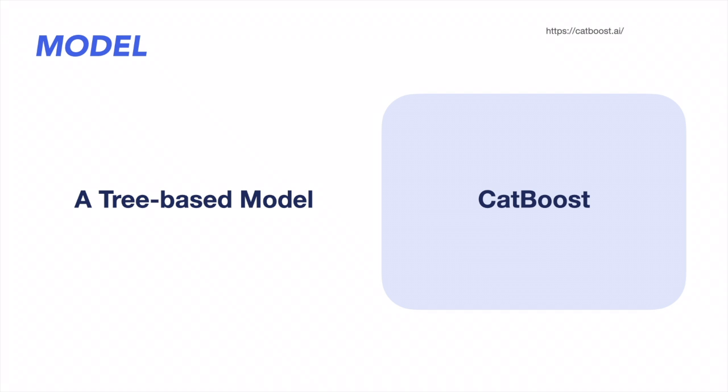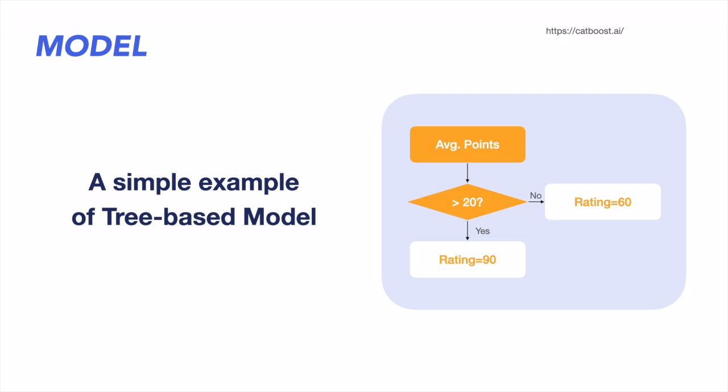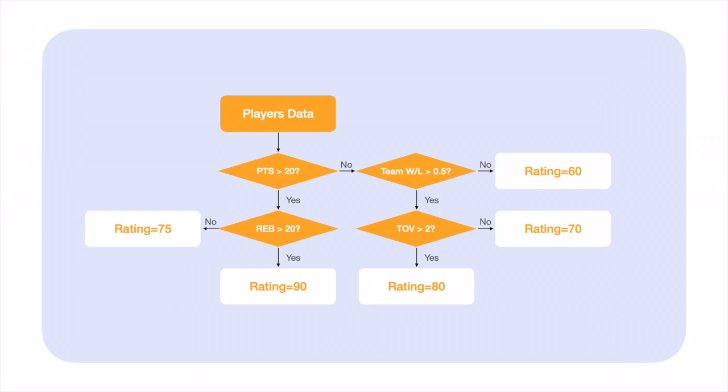To do that, we selected a tree-based model called CatBoost. Here's a simple example of a tree-based model, just to give you a sense about the basic idea. This is the simplest form, which only looks at one attribute, average points. The model looks at points of a player, and if the value is larger than 20, then it assigns 90 as the player's rating score. Otherwise, the rating would be 60. And of course, we can make it more complicated to make the model more powerful. Essentially, the tree-based models are composed of many if-else rules.